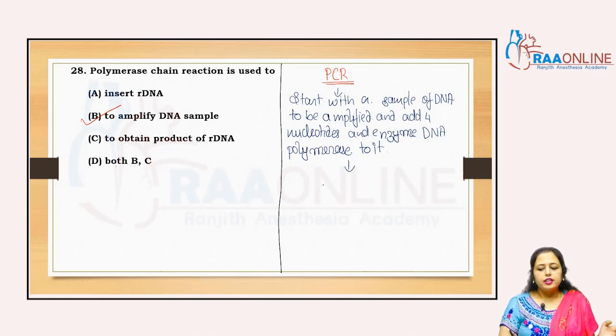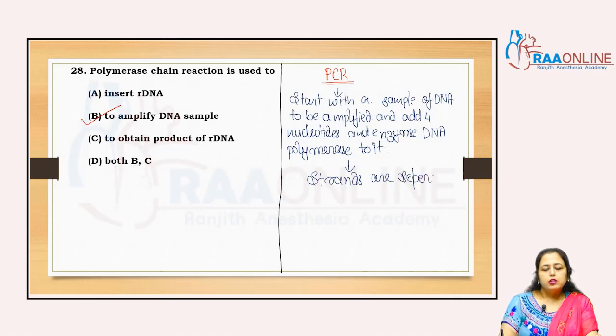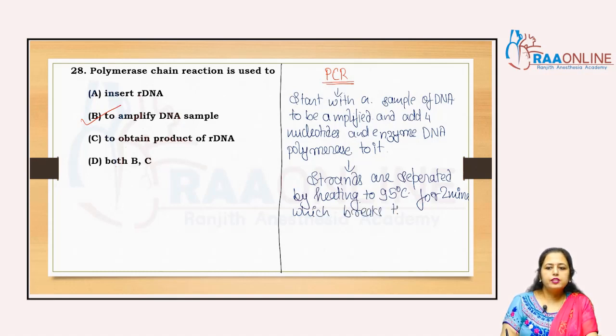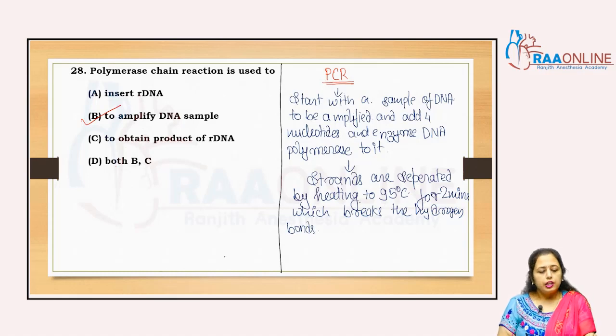Normally in vivo, the DNA double helix would be separated by the enzyme helicase, but when we talk about PCR, that is in vitro, that means outside, these strands are separated by heating to 95 degrees centigrade for 2 minutes, just for 2 minutes, which breaks the hydrogen bonds. Clear? Now what will happen?